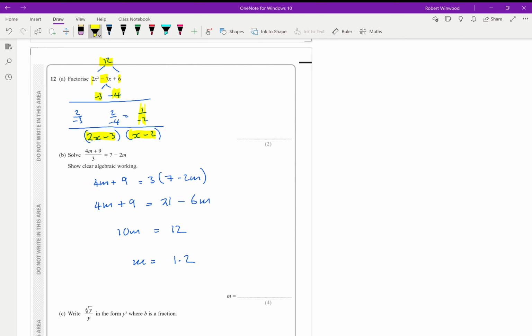A fairly tricky equation. So first thing is that I don't like equations on 2 lines, so I'm going to take the 3, move it to the other side and make it a multiply. And then all of a sudden this equation has become a lot simpler. Multiply out the brackets, move everything involving an m to one side, move everything else to the other side. M is 1.2.